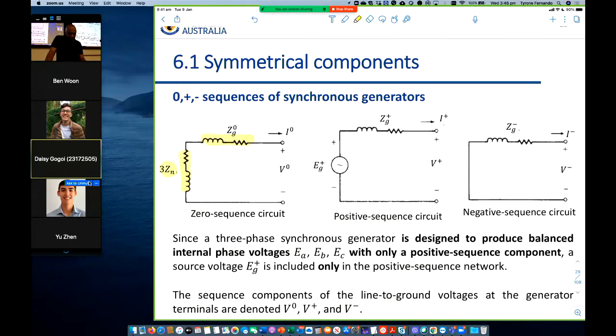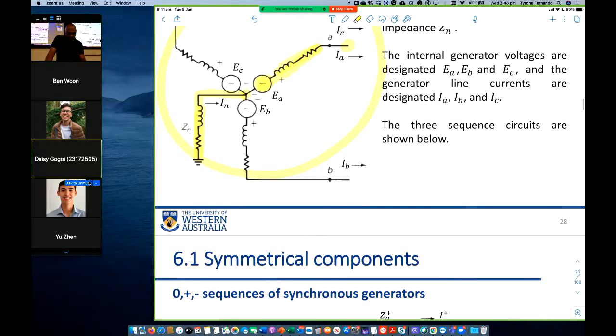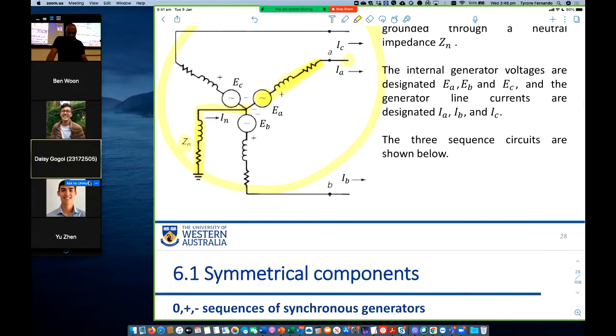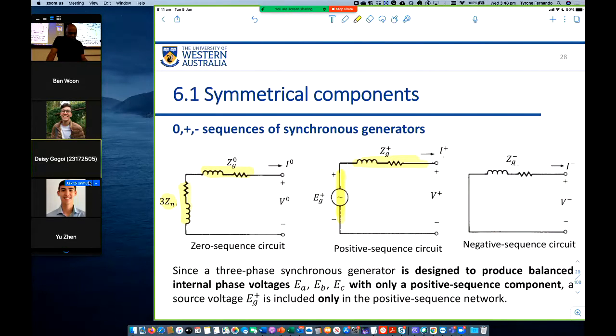The positive sequence circuit is simply this generator voltage and this positive sequence impedance of the generator. So the impedance that connects to the ground, Zn, doesn't appear. The negative sequence network is identical to the positive sequence, except there is no voltage source. And this impedance is, instead of the positive sequence impedance value, the negative sequence impedance value.